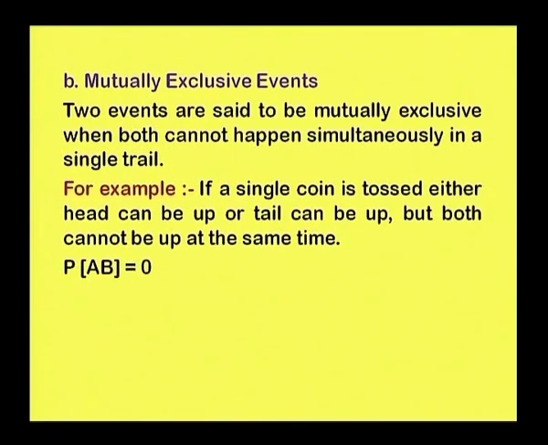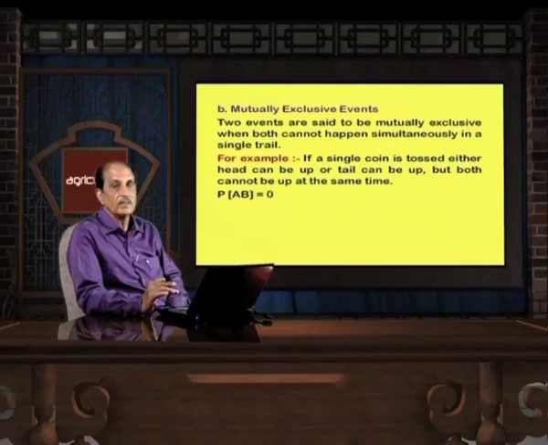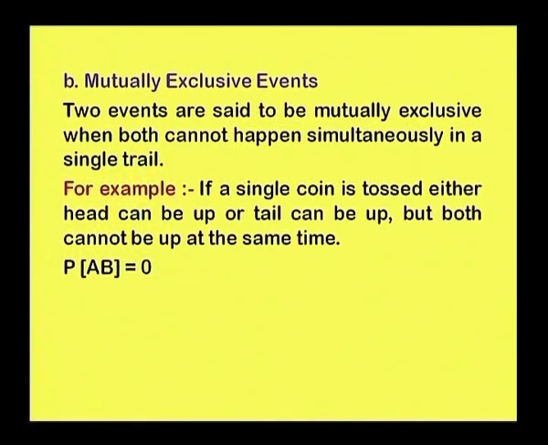Now, second is mutually exclusive events. Two events are said to be mutually exclusive when both cannot happen simultaneously in a single trial. Whenever we toss a coin, we cannot find head and tail simultaneously. Either we get head or we get tail. If a single coin is tossed, either head can be up or tail can be up, but both cannot be up at the same time. So, the probability of A and B is equal to 0, because both cannot happen simultaneously.